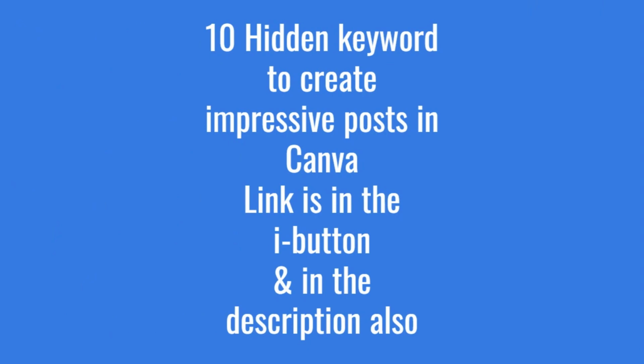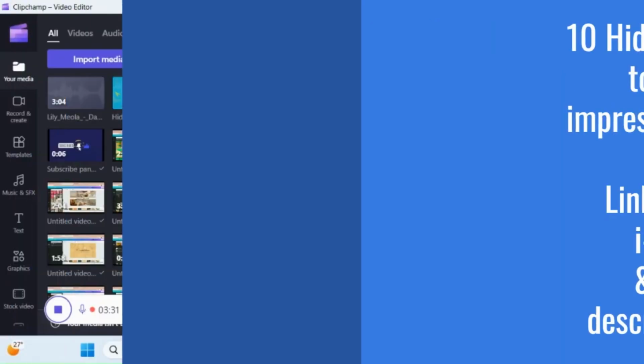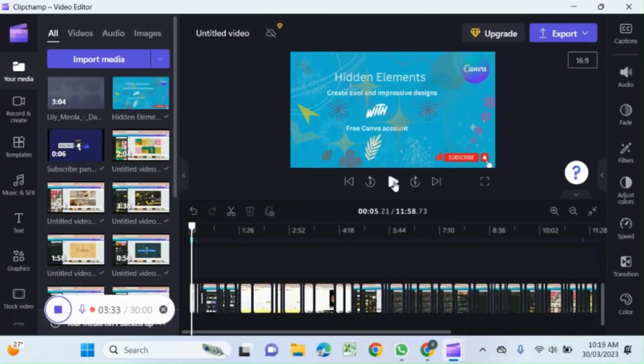This is one of my videos which I'm going to upload tomorrow, and it is about the 10 keywords and hidden elements of Canva that you can use to create beautiful, amazing posts for your social media or for yourself. I will give the link of this video in the description and in the I button also. So if you like, you can watch this.